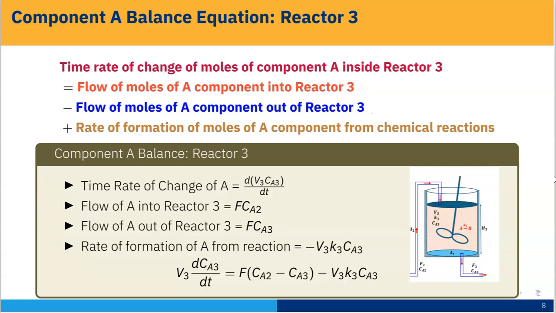Similarly, if we do the component A balance equation for reactor 3: time rate of change of moles of component A inside reactor 3, flow of moles of A component into reactor 3, minus flow of moles of A component out of reactor 3, and rate of formation of moles of A component from chemical reaction. So if I plug all together, V3 dCA3/dt is equal to F (CA2 minus CA3) minus V3 K3 CA3. So we will get that.